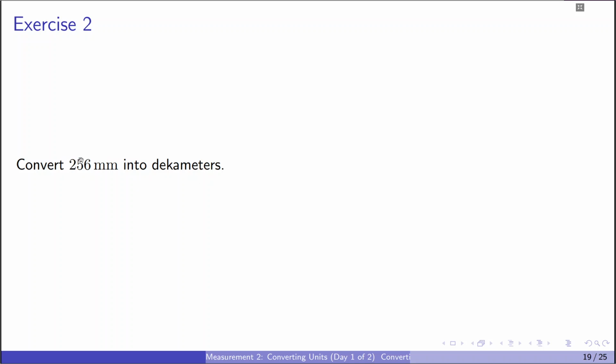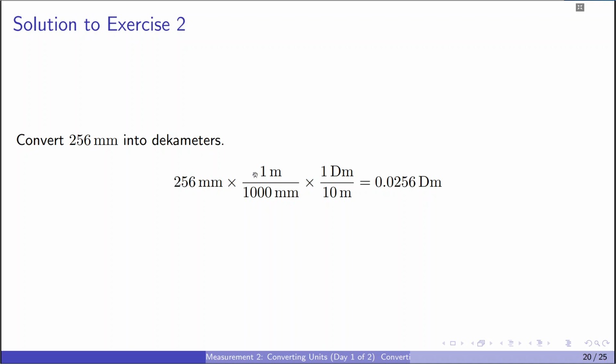Convert 256 millimeters into decameters. You may need to go back to our previous lesson, actually 2 lessons ago, and get a list of those metric prefixes. All right, pause now, look up that prefix, take whatever time you need, and solving it. So yes, 1 meter is 1,000 millimeters. 1 deca, not deci, decameter is 10 meters. So 256 millimeters is 0.0256 decameters.